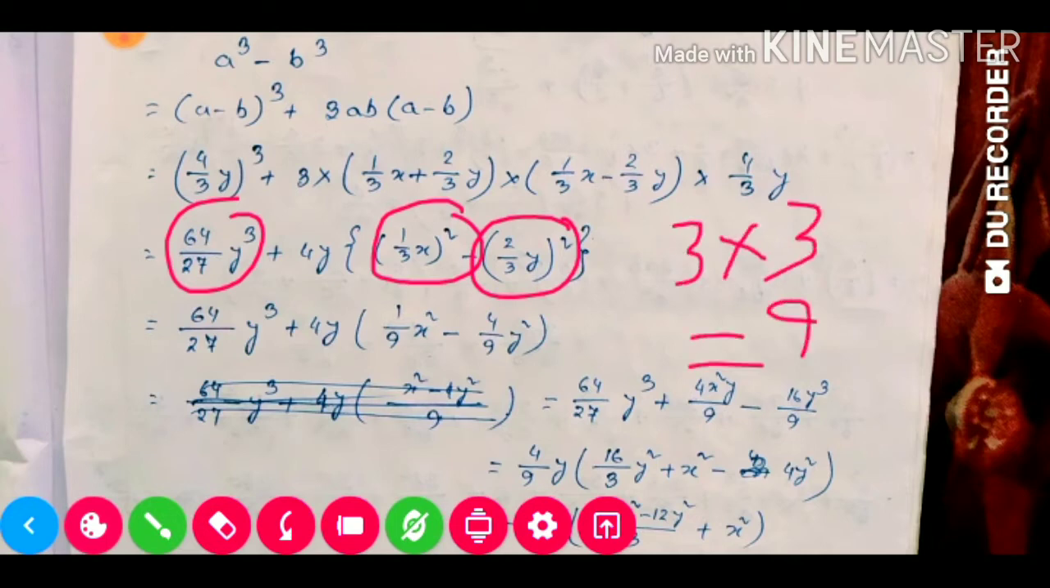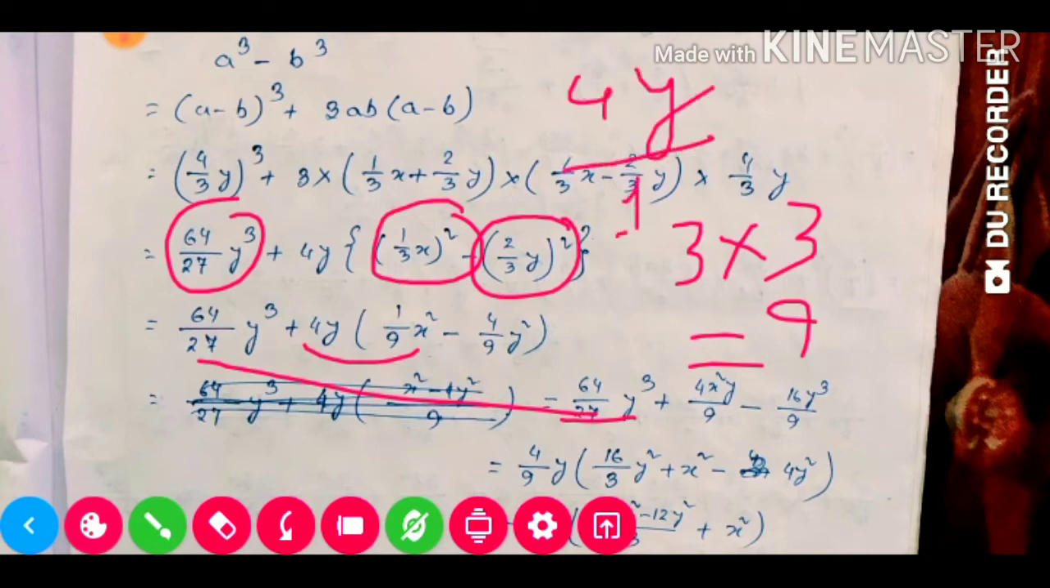Now we'll multiply this one. First one will remain the same. Then with this we'll multiply this one. So it will be 4y, because 4y is a whole number, and down it is 1. Multiply this one into 1 by 9 x square. So numerator into numerator, it will be 4y x square. So 4x square y and 9 into 1 will be 9 only.